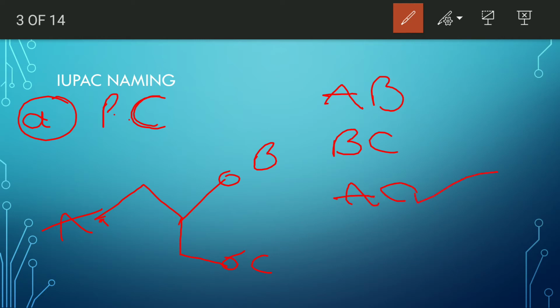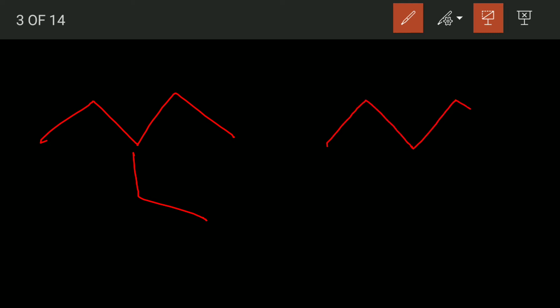AC, right? Here in AC we have 1, 2, 3, 4, 5 carbons. But in AB we have just 4 carbons, and in BC also we have 4 carbons. So AC is the longest chain, so AC would be the parent chain. Parent chain is nothing but the longest chain. Let's solve a few examples which you have to do on your own. Now tell me the IUPAC parent chain here. You can pause the video and do that. It's very simple.